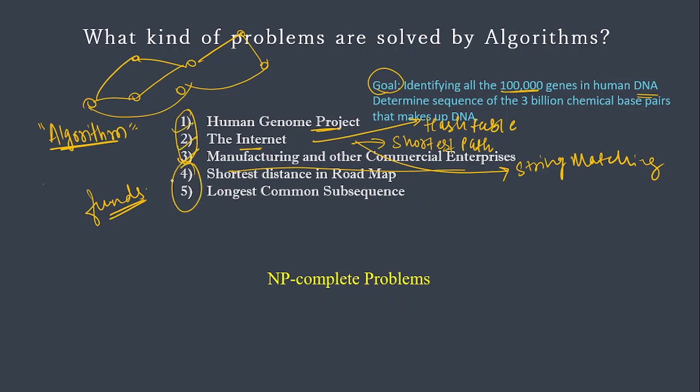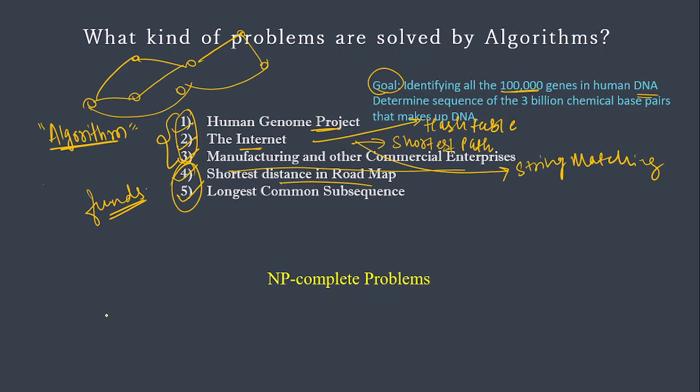The other two are beyond the scope of the course, or the series which I am taking, but the concepts you will be understanding. But these two are the problems that we will be solving. Okay, the first is shortest distance in the roadmap.